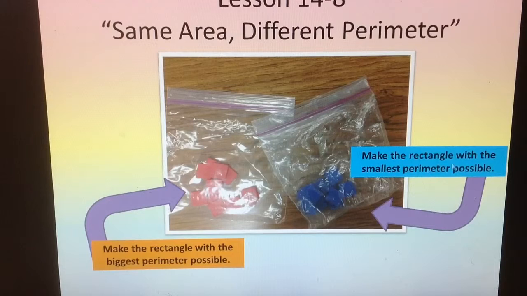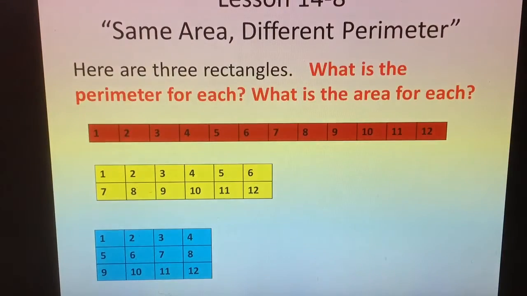So I gave students some squares, some tiles, and they needed to arrange the 12 tiles they got to make the biggest perimeter. Or they got blue tiles, same number, 12 in this bag as well, and they needed to arrange them to make the smallest perimeter rectangle. So here's what they did.